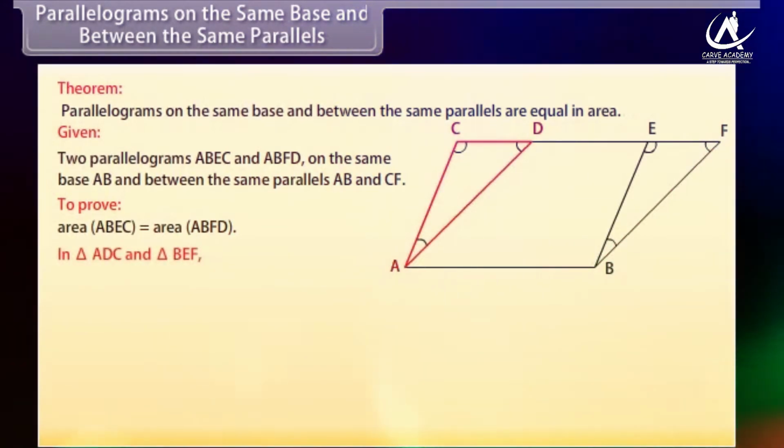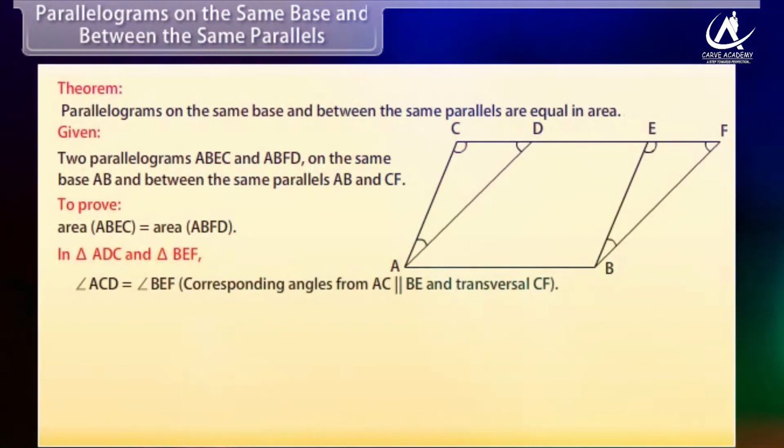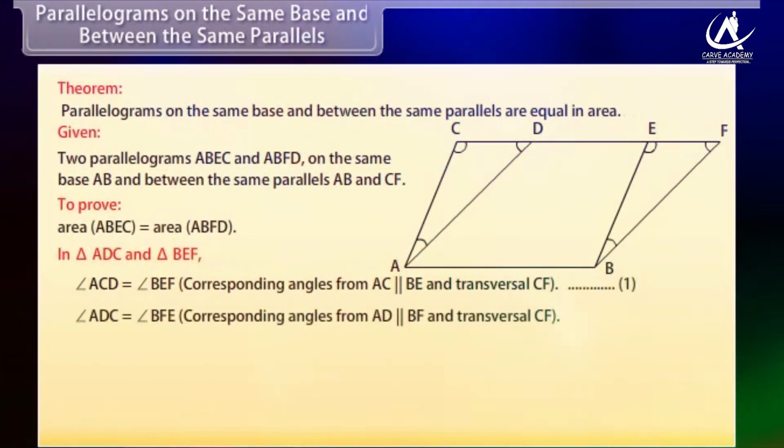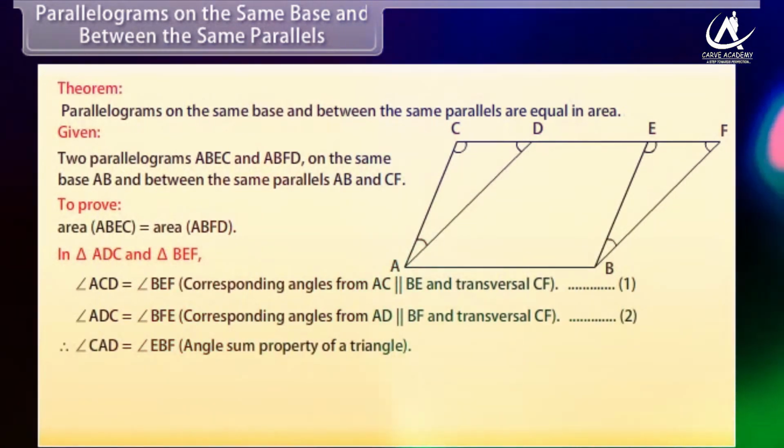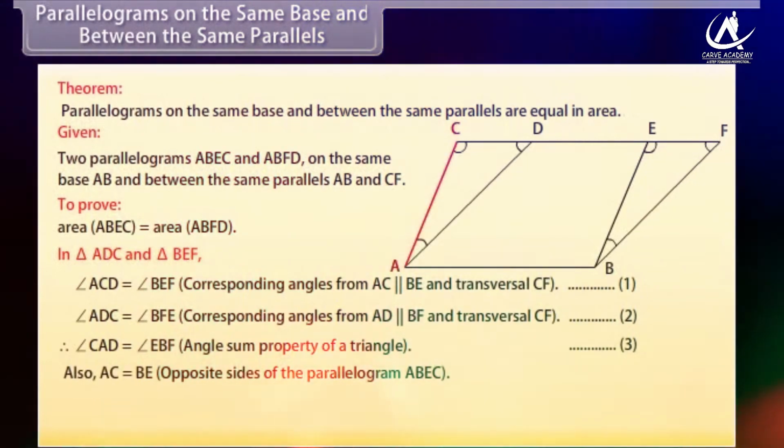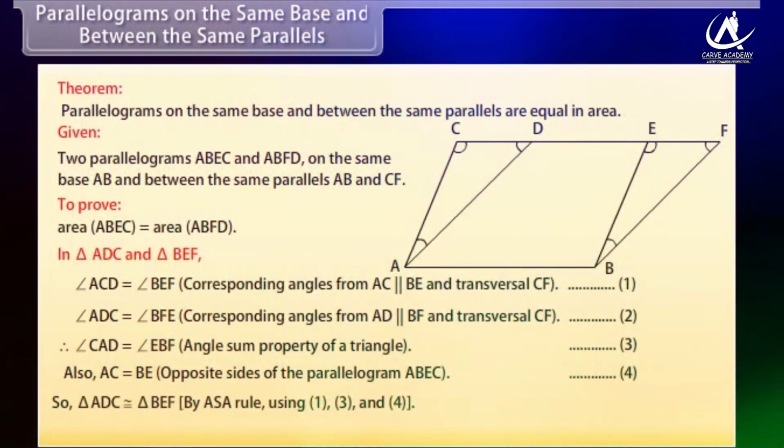In triangle ADC and triangle BEF, angle ACD is equal to angle BEF because these are corresponding angles from AC parallel to BE and transversal CF. Mark it as 1. Angle ADC is equal to angle BFE because these are corresponding angles from AD parallel to BF and transversal CF. Mark it as 2. Therefore, angle CAD is equal to angle EBF, angle sum property of a triangle. Mark it as 3. Also, AC is equal to BE, opposite sides of the parallelogram ABEC. Mark it as 4. So, triangle ADC is congruent to triangle BEF by ASA rule using 1, 3 and 4.